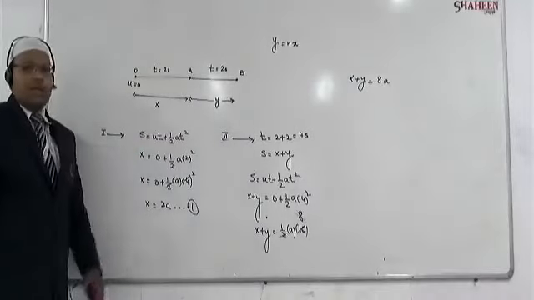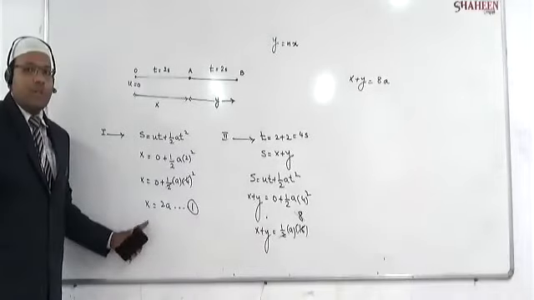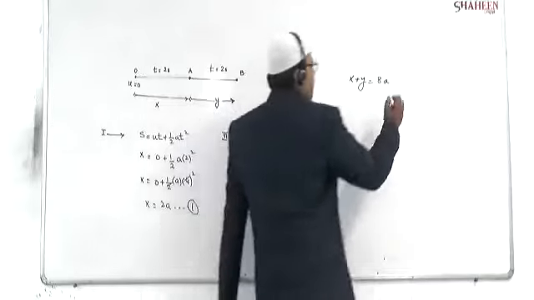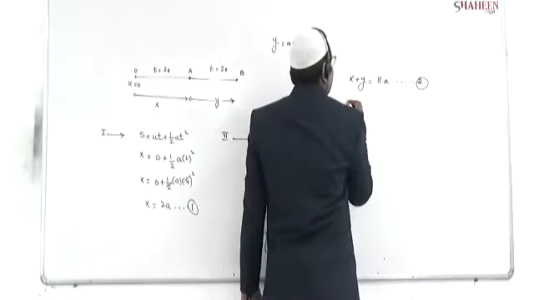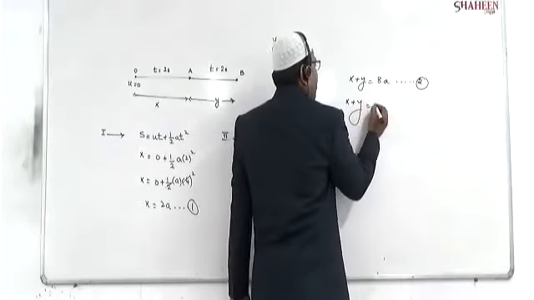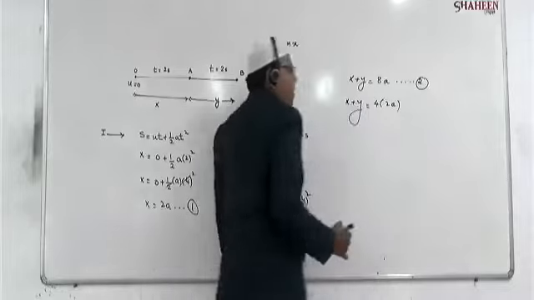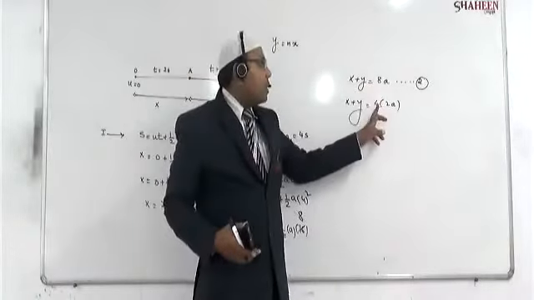Here x plus y is equal to 8a, and from the other equation, x is equal to 2a. Suppose this is equation 2. So this is x plus y. Pay attention, this is what I am writing as 4 into 2a. Are you getting my point? Here 8a is there, so I am writing it as 4 into 2.